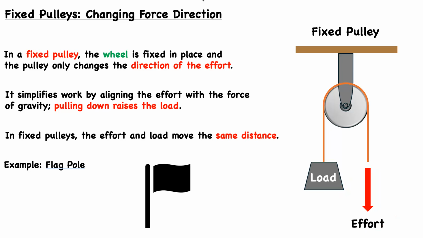So without a pulley, you would have to apply effort upwards in order to lift the load. But a fixed pulley redirects that effort to align with the gravitational force. So this makes it easier, but this is not to be confused with reducing the effort. So in a fixed pulley, the effort and the load move the same distance. And a common example of a fixed pulley in everyday life is a flagpole, where a fixed pulley is used to raise the flag on a flagpole by pulling down.